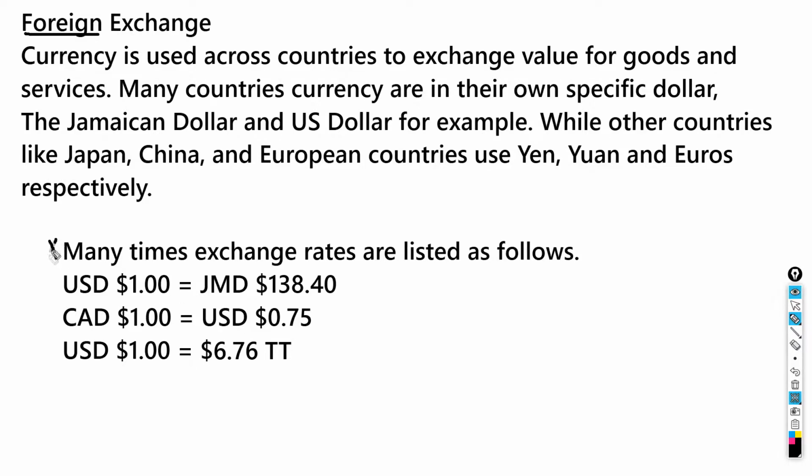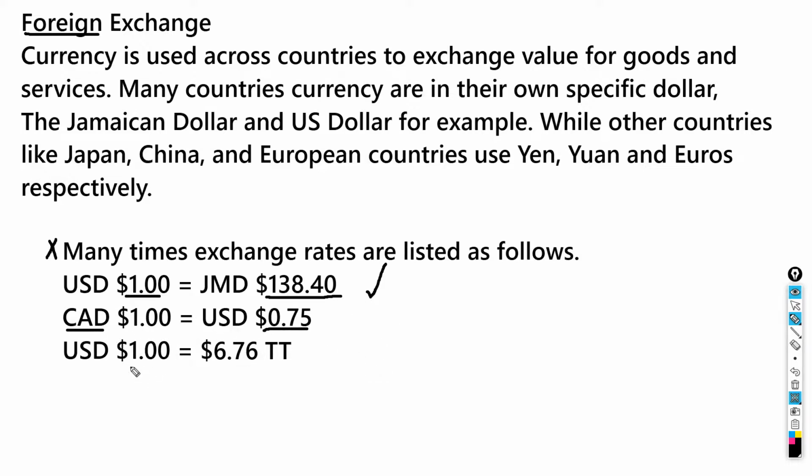It says many times exchange rates are listed as follows. And it says here $1 US is equal to $138.40 Jamaican. And that's actually true. It really is. That's how much it is right now, and it's just going to get higher and higher, right? And for example, here it says $1 Canadian is equal to 0.75 US dollars, right? And this is about right too.